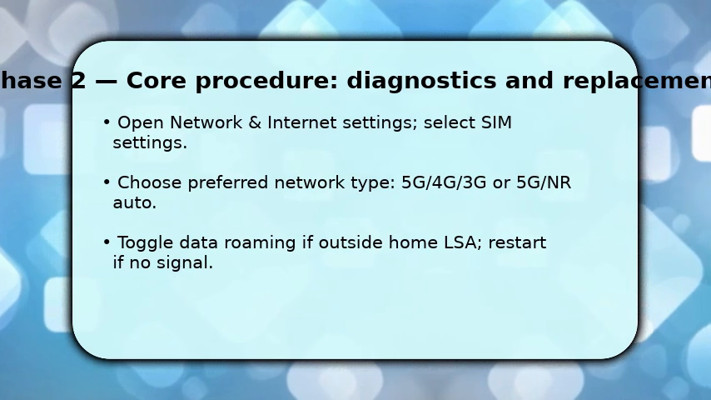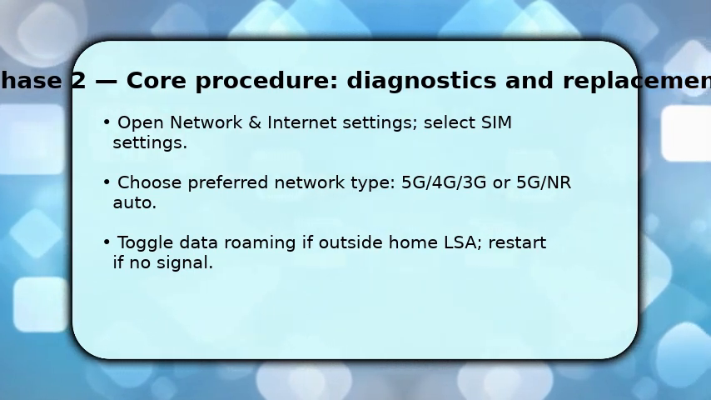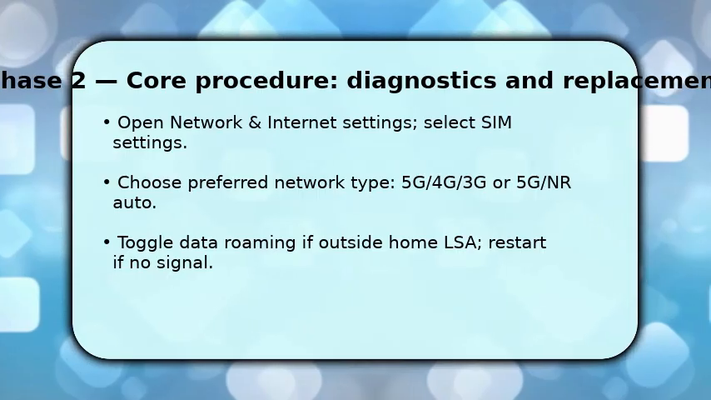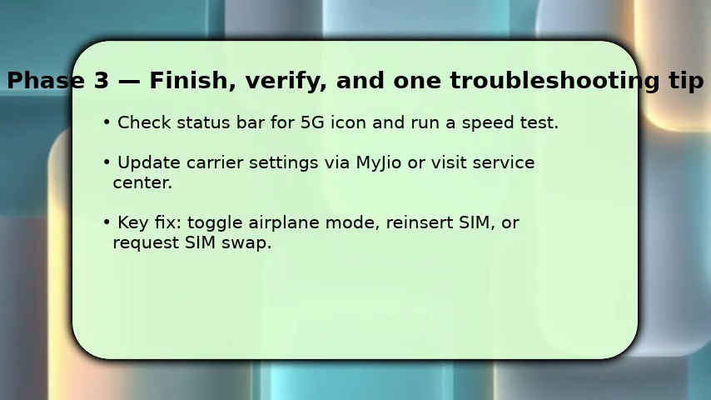If you don't see 5G immediately, toggle airplane mode to finish, verify you see the 5G icon and run a speed test to confirm throughput.